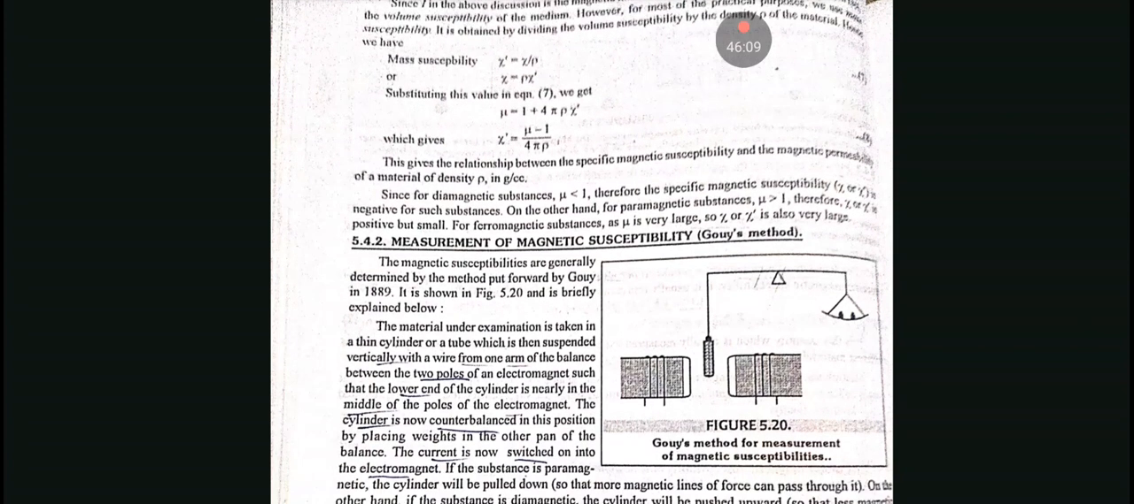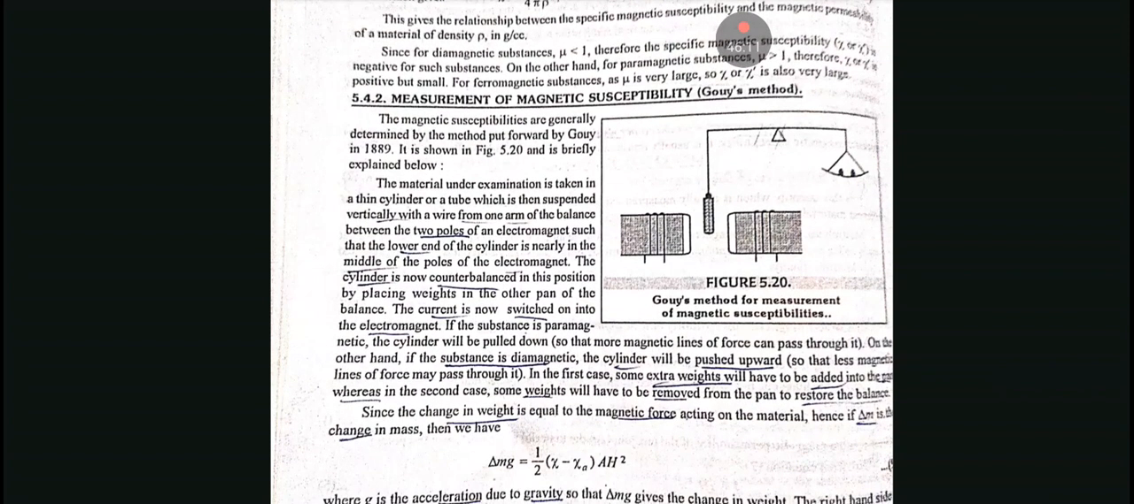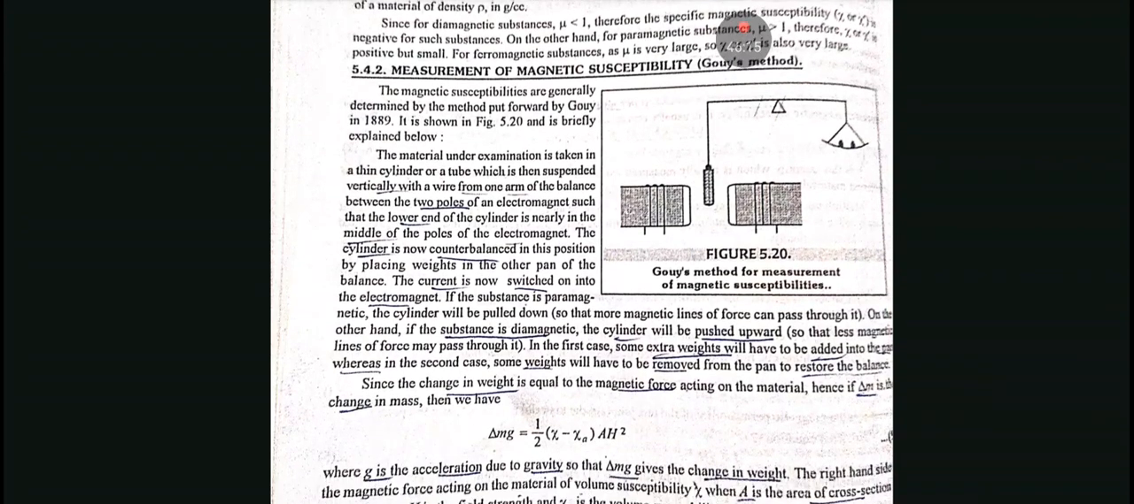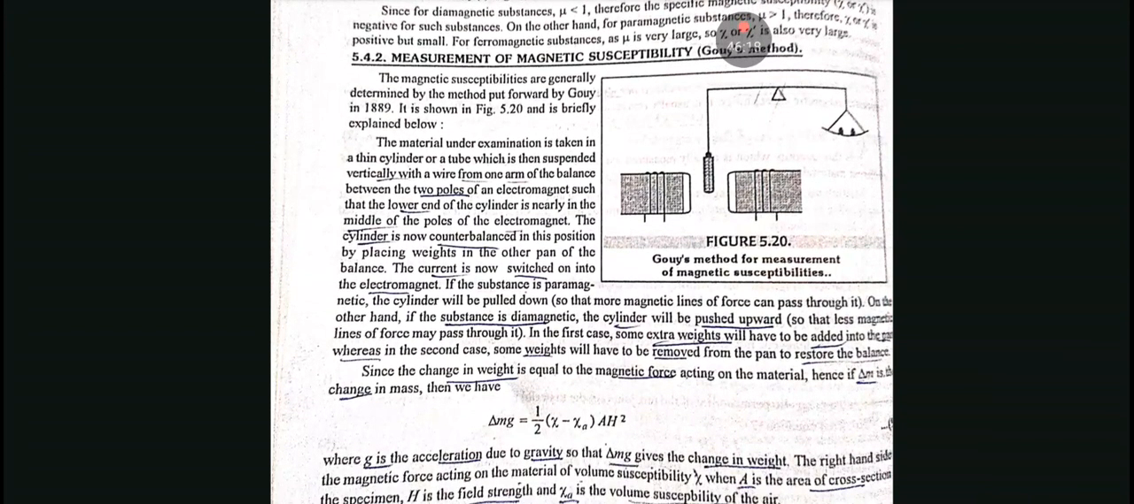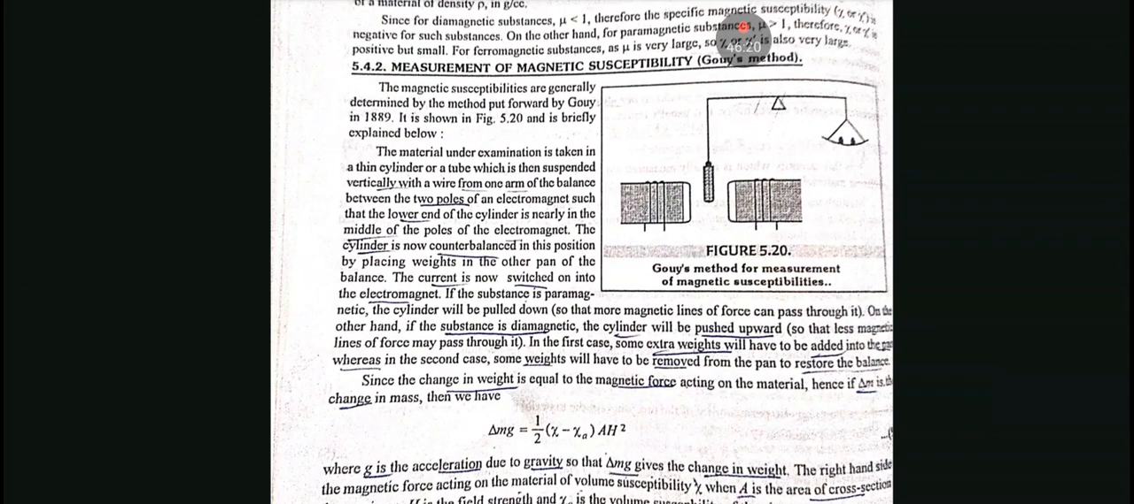This gives the relationship between specific magnetic susceptibility and the magnetic permeability of the material density. Since for diamagnetism μ is less than 1, the specific magnetic susceptibility is negative for such a substance. On the other hand, for a paramagnetic substance μ is greater than 1, therefore ξ is small and positive. But for a ferromagnetic substance, as μ is very large, ξ is very large. The magnetic susceptibility is generally determined by the method put forward by Gouy in 1889.